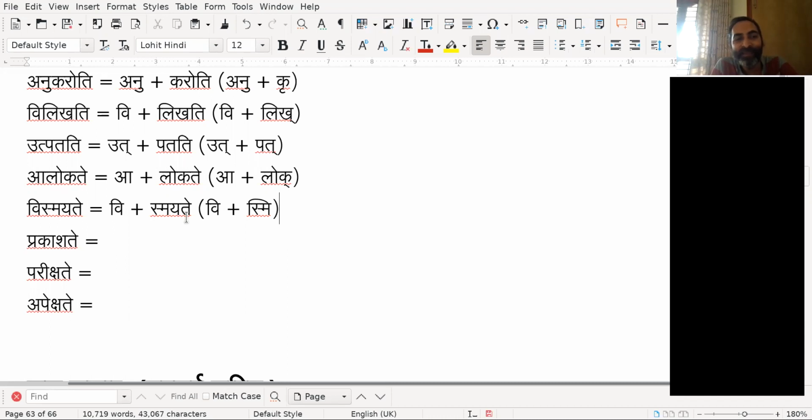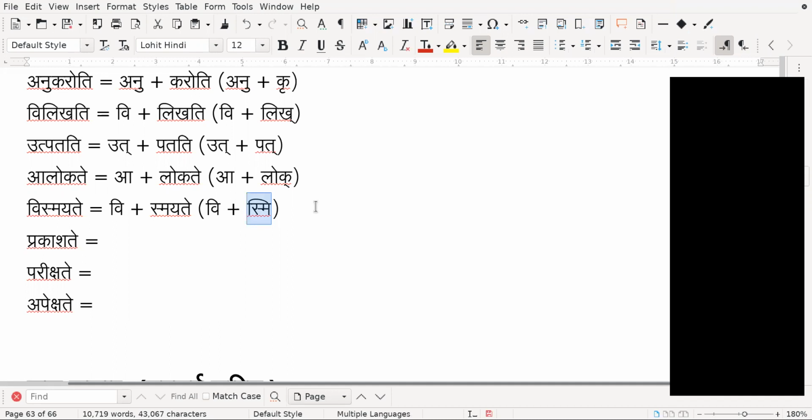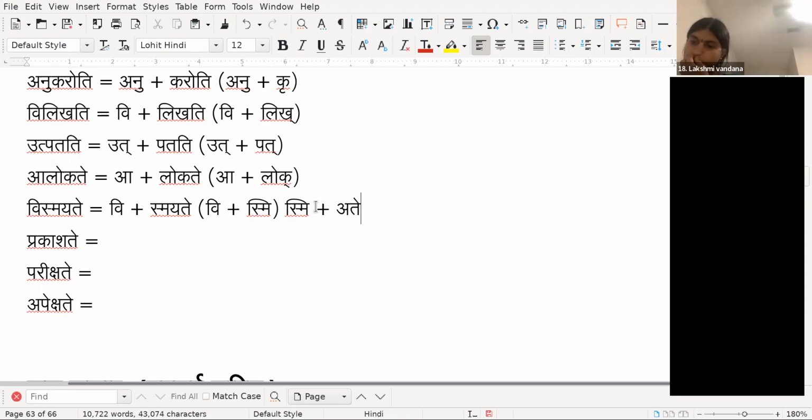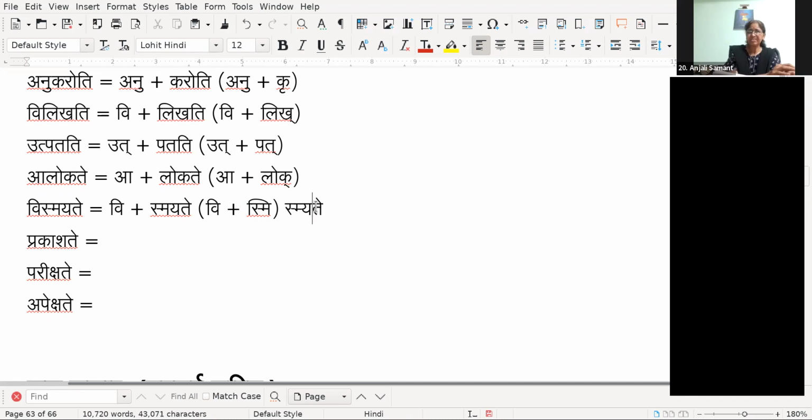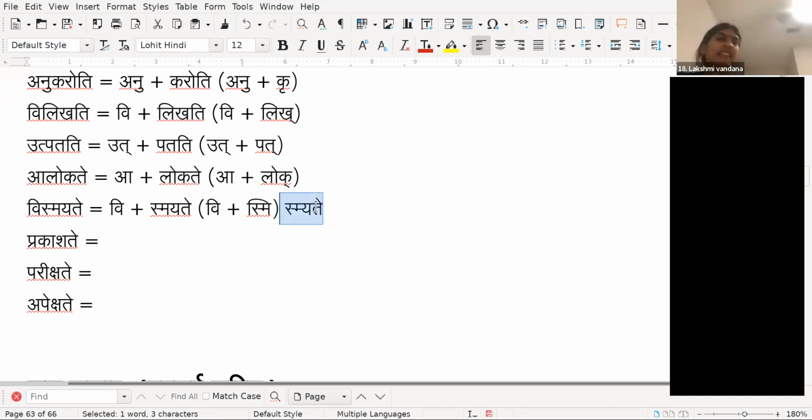You may see something interesting here, right? Why is it like this? Because it is smi plus ate. Ah, okay. Smi ate, smayate. So it is e plus a. So what is the rule? Yes, swara. Yeah. Got it. Now that Ganita is helpful. It is smayate, right? E plus a.